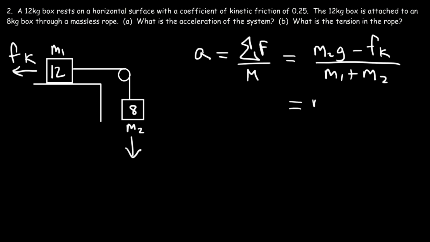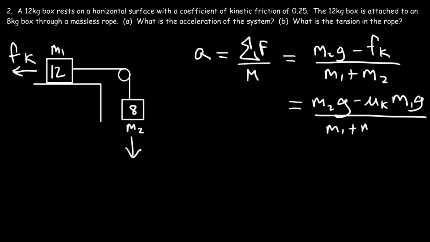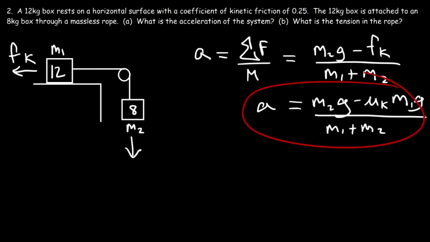Now keep in mind, kinetic friction is equal to mu k times the normal force. And the normal force on the horizontal surface is mg, but this is going to be m1g because friction is acting on mass 1. So this is the entire equation that we need in order to calculate the acceleration. Just like before, we're going to use a process to derive this equation. But if you have a test and you need to get the answer quickly, that's the equation you want to use for this example.